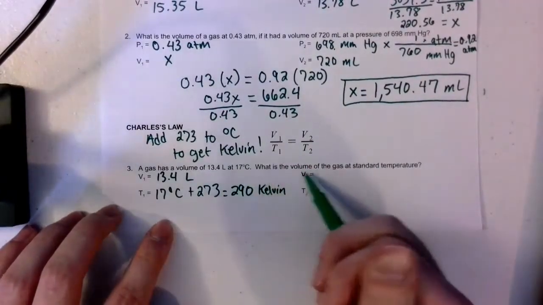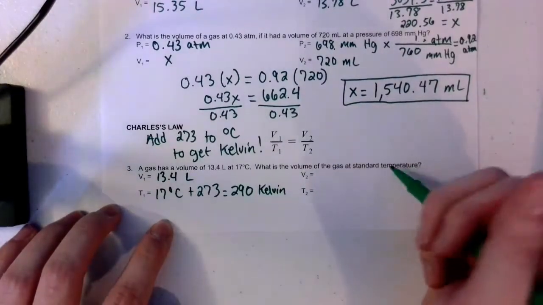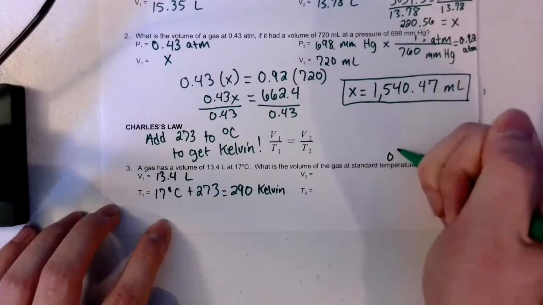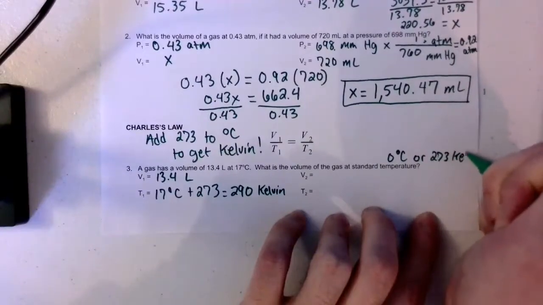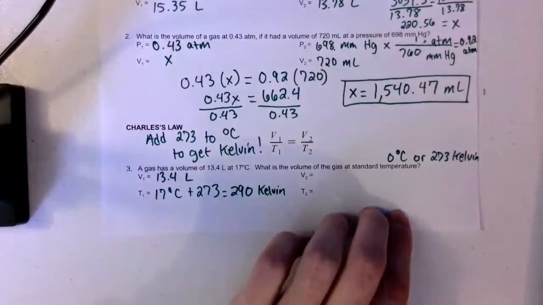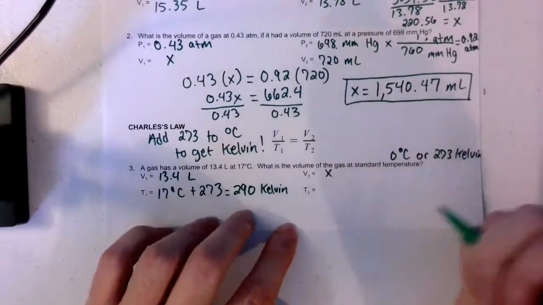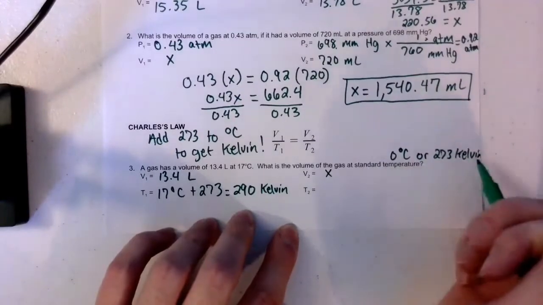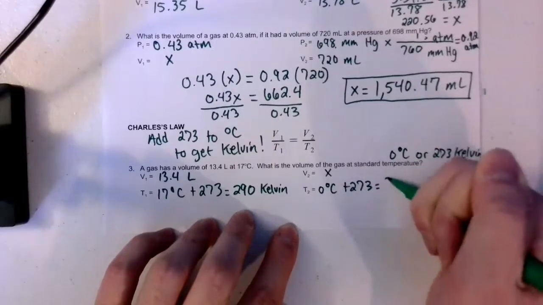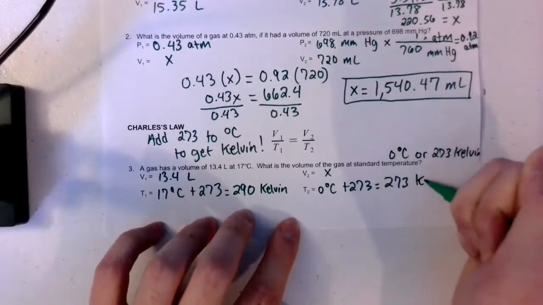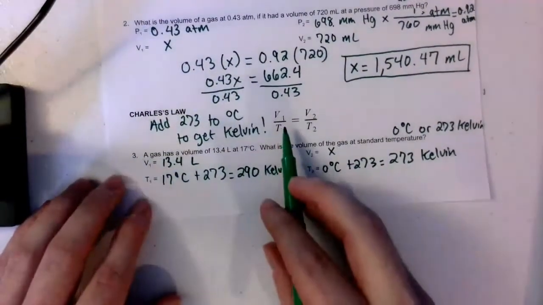Alright, what is the volume of the gas at standard temperature? Oh, so they'd say standard temperature. Standard temperature is 0 degrees Celsius, or 273 Kelvin. That one might have thrown you for a loop there. Alright, so it says what is the volume of the gas? So V2 is going to be X, and this T2 is going to be 0 degrees Celsius. And we're going to add 273 to 0, which is going to give us 273 Kelvin. Just like that.